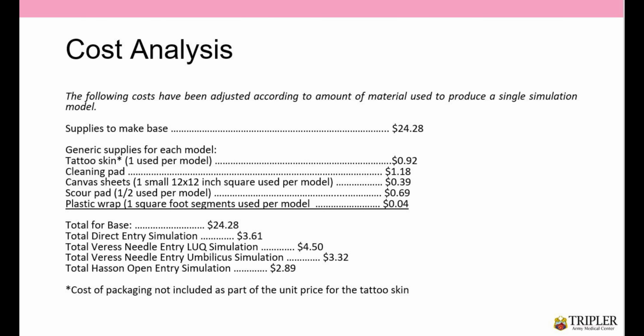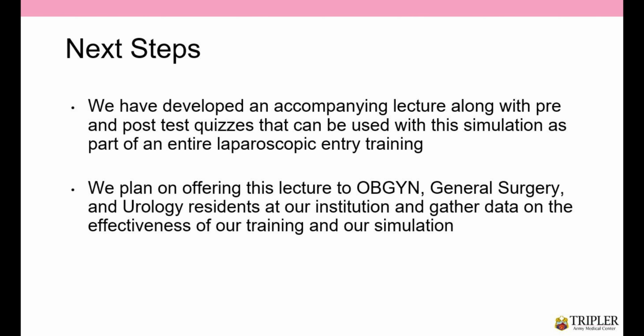Here we review our cost analysis. The base costs approximately $25, but can be reused multiple times. The middle row breaks down the cost of each supply used, and the bottom row shows the total cost of each type of simulation. As you can see, excluding the base, each of the simulations can be made for less than $5, making them low cost and easily reproducible.